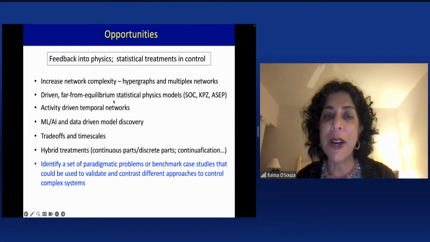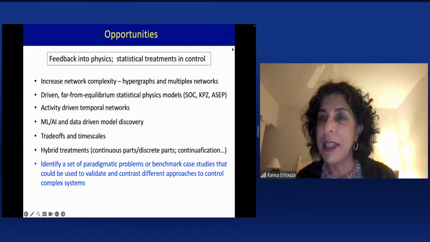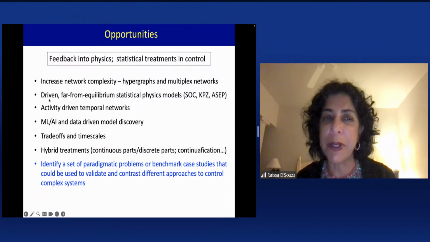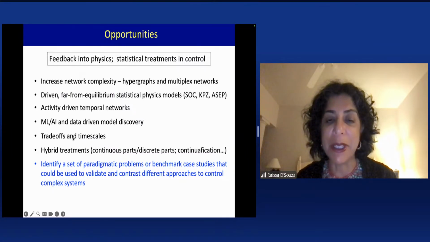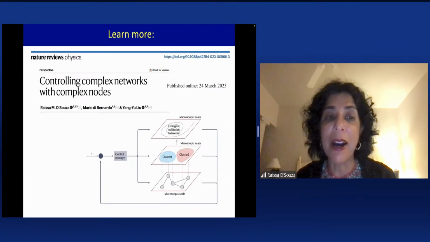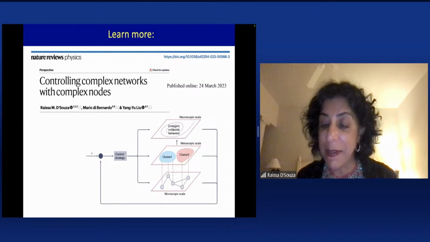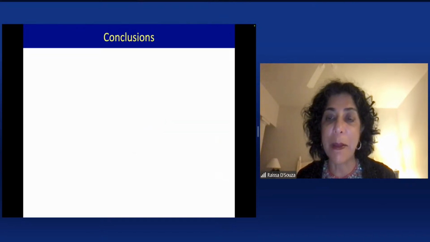These driven far from equilibrium statistical physics models like self-organized criticality, the KPZ equation, the asymmetric exclusion principle, all of these offer a wealth of brand new paradigms for trying to understand control. And of course, a lot of things like machine learning and artificial intelligence and trying to think about hybrid treatments as well. I just wanted to point to our article once more if you're interested in diving more into this review about controlling these complex networks.